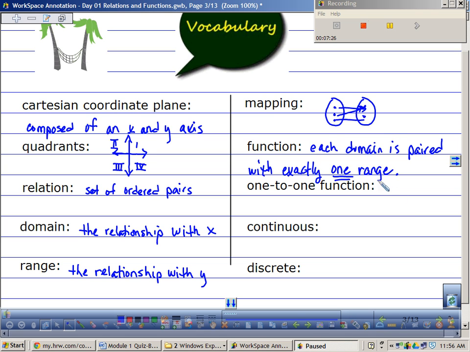There can be two different domains that are paired to a range, right? They can share a range, but the domain can only have one range. One-to-one function. One-to-one means one domain, one range. No sharing.